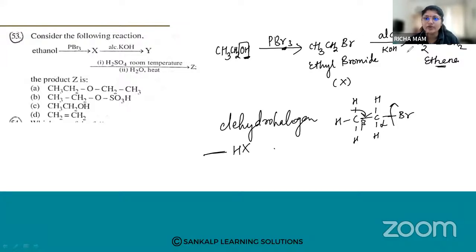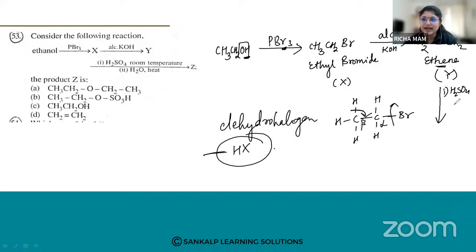But the role of alcoholic KOH is that it eliminates a hydrogen and one halogen. So it is used as a dehydrohalogenating agent, and this reaction is called dehydrohalogenation. Okay, fine. So this is our Y. Now further, I have treated this with H2SO4.